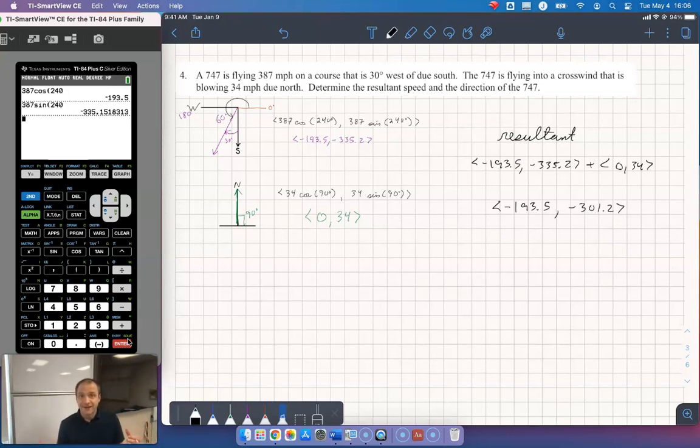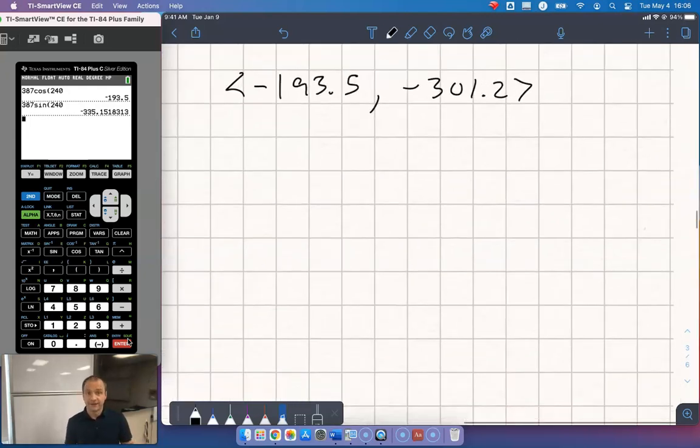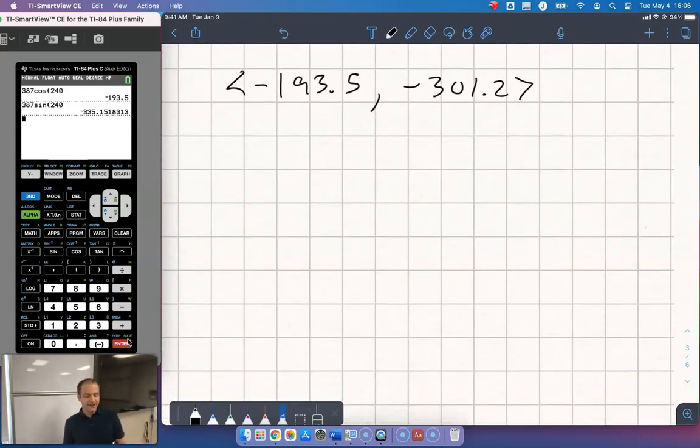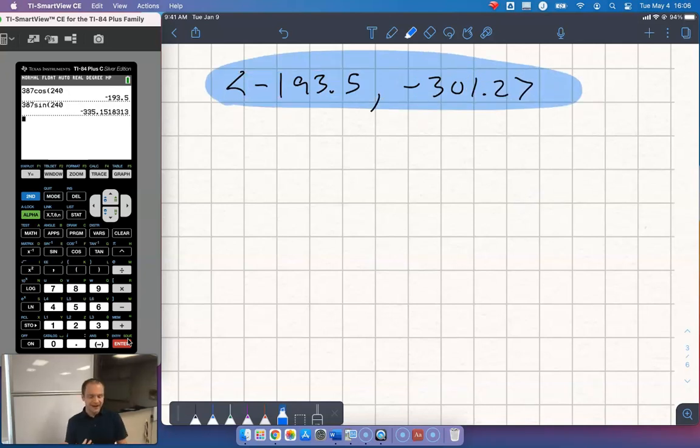That is my vector. That is not the speed of it. That is not the direction of it. The problem wants the speed. The problem wants the direction. But I need that to do it. And I also need to graph it to be able to do it. So I find my resultant, not so I have the answers, I find my resultant so I can find the answer.